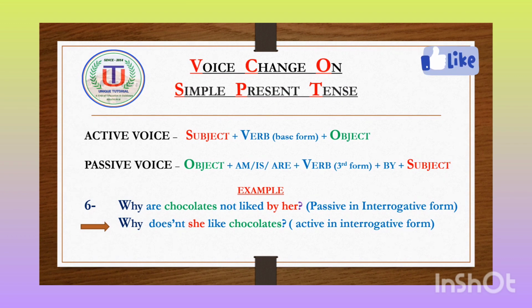Next question is: why are the chocolates not liked by her? This sentence is in passive but in interrogative form. So if a sentence is in passive, the doer of the action will be placed in the latter part of the sentence by placing by. To make it active, we have to follow the structure: first will come subject, then the verb in present form, then the object. So the final answer will be: why doesn't she like chocolates?